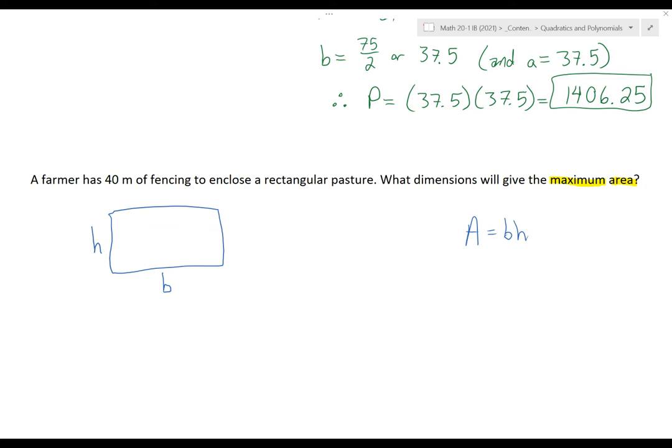So I want maximum area. I need a function for area. But just like in the previous case, this is an equation with 3 variables. I don't want 3 variables. I only want 2. So I need to use the other information. He has 40 meters of fencing total to enclose the pasture.